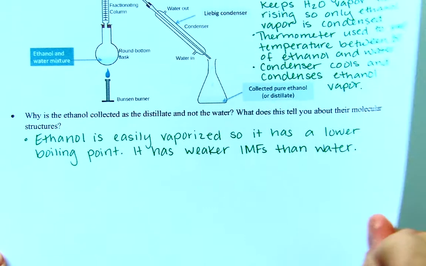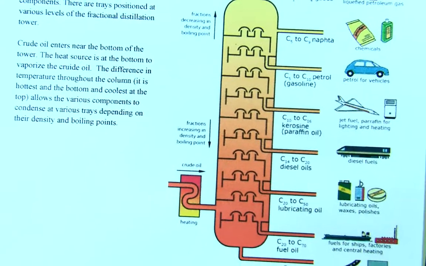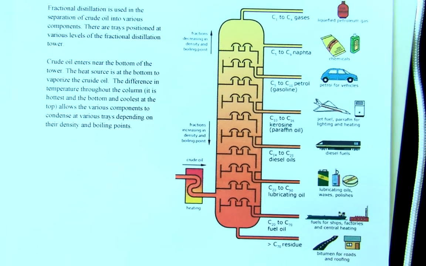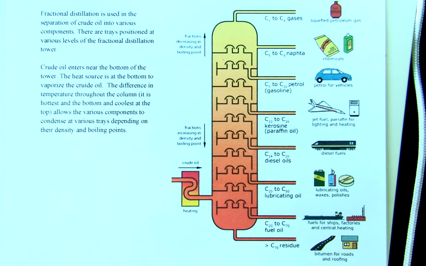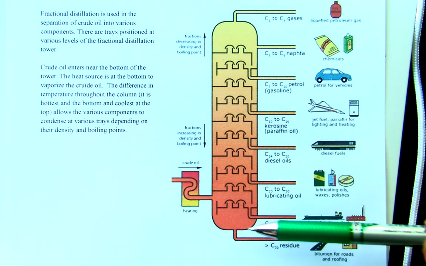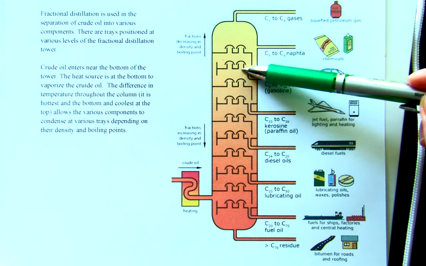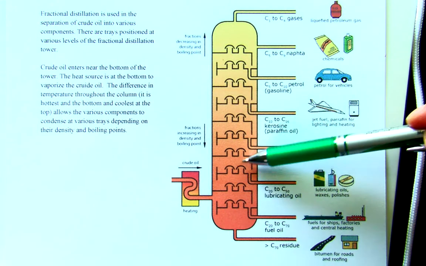All right, last thing, that was simple distillation. You could also do fractional distillation, and this is really cool because this is how oil is refined into all of these different things we use. So fractional distillation is used in separating crude oil. The crude oil separates into various trays, and these are the trays. These are the different levels.